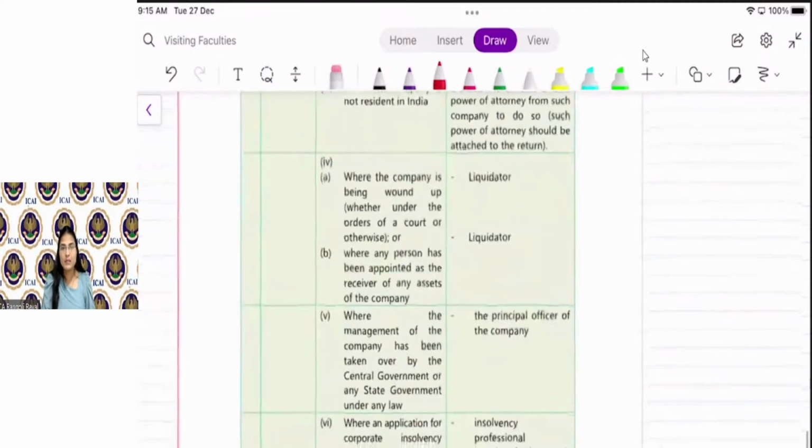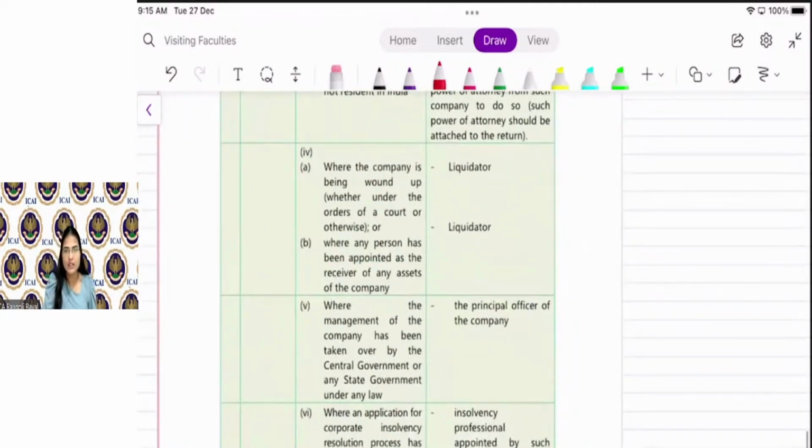Where the company is being wound up, whether under the order of court or otherwise, then the liquidator can sign the return. At the time of winding up, you have to appoint a liquidator. Where any person has been appointed as the receiver of any asset of the company, then the liquidator can sign the return.